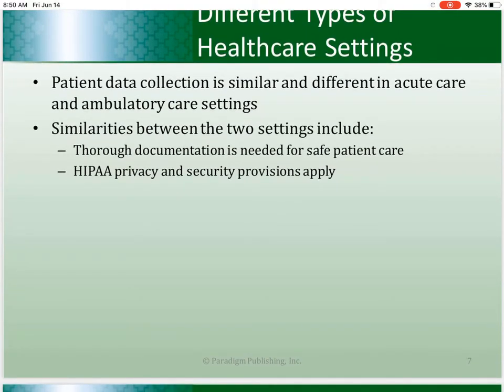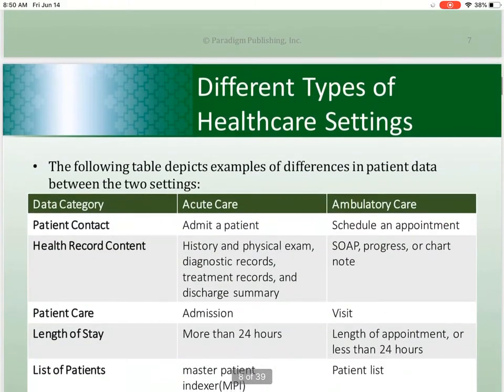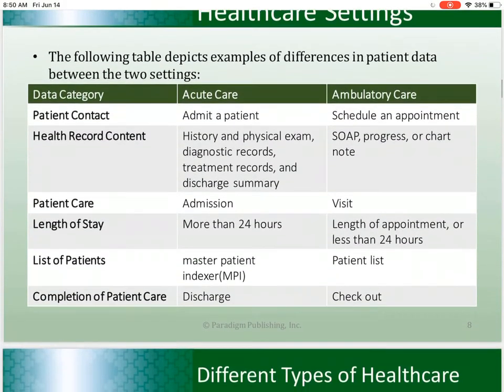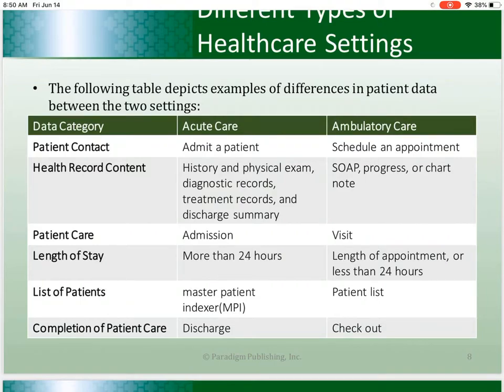Although gathering patient data is similar within an acute care and ambulatory care setting, there are some differences. But let's look at our similarities first. Thorough documentation is needed for safe patient care, and the HIPAA privacy and security provisions apply to both. So you can look at page 108, and you can see this same table 4.1, but these are the differences in patient data between the two settings.